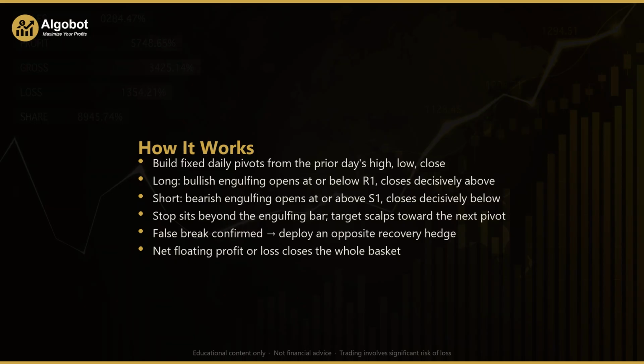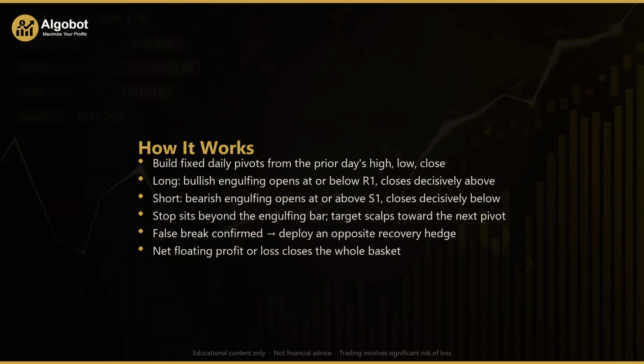Now the entries. The EA only looks for a new trade when it is completely flat. For a long, it waits for a bullish engulfing candle, one whose body fully swallows the previous bearish candle, that opens at or below resistance 1 and then closes decisively above it. Decisively means the close clears the level by a set fraction of the day's range, filtering out weak pokes. The mirror image applies for a short, a bearish engulfing candle that opens at or above support 1 and closes clearly below it. There's also a conviction filter, requiring the signal candle's body to be at least 55% of its own range, and a spread check, so the EA skips entries when the spread is too wide.